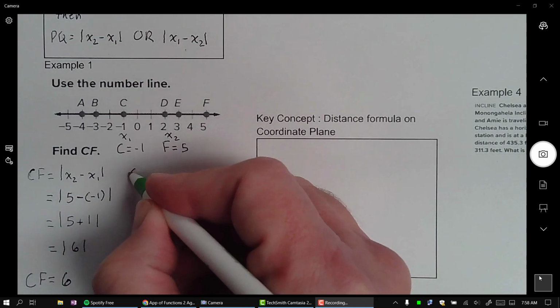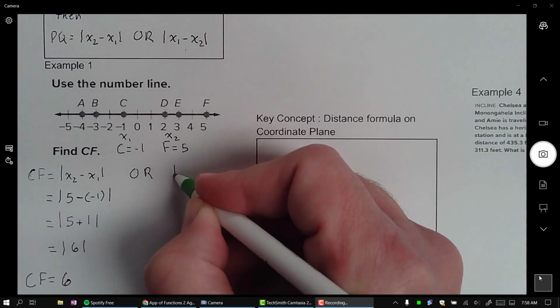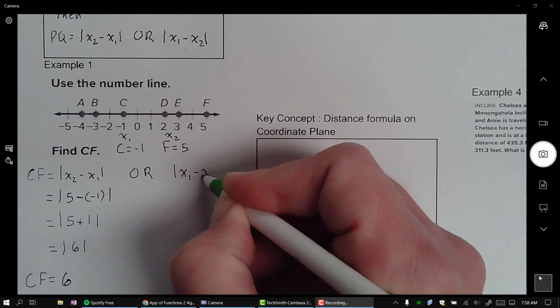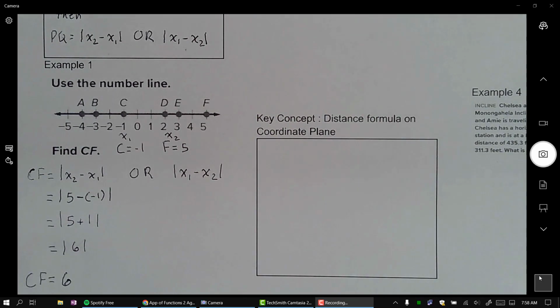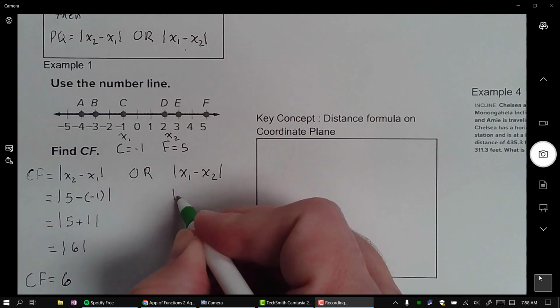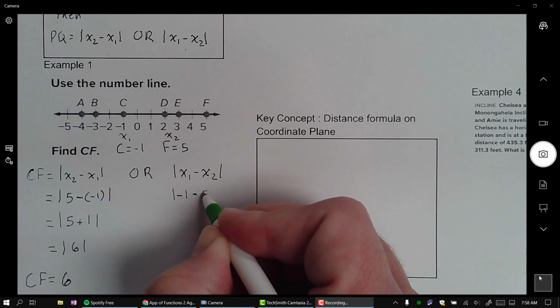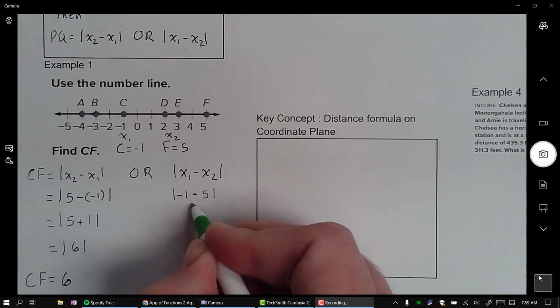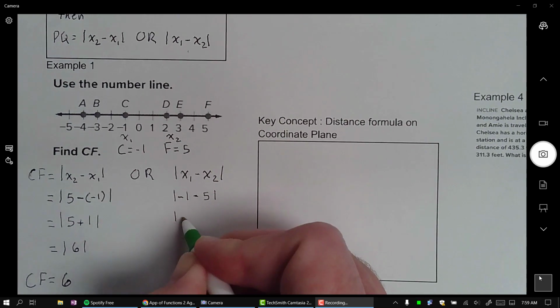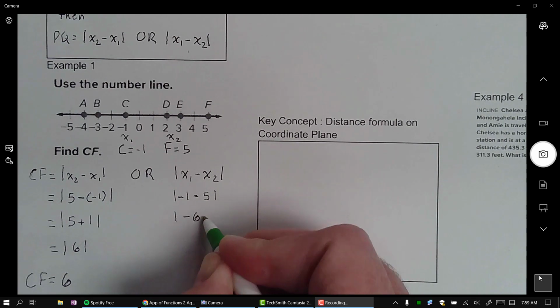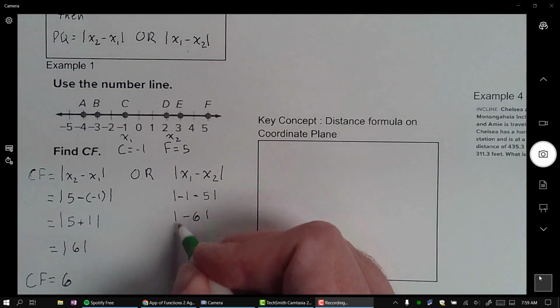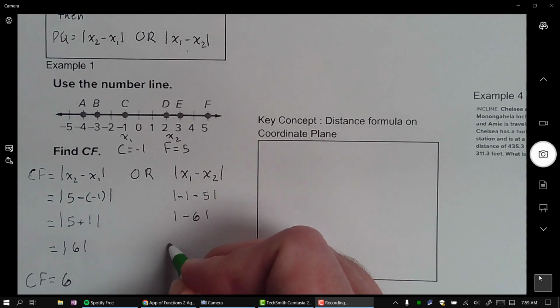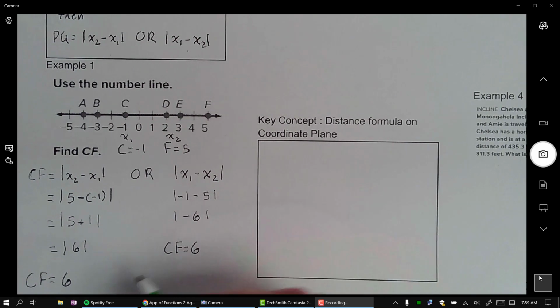Now let's go the other route, the absolute value of x1 minus x2, just to show you that it works. So as we said, x1 is -1 minus 5. When I have two negatives like this, I add the numbers together and keep the sign. So it's going to be -1 minus 5 is -6. -6 is 6 spaces away from 0, so our answer is going to be CF equals 6. And we got the same distance, because these are just different ways of looking at the same idea.